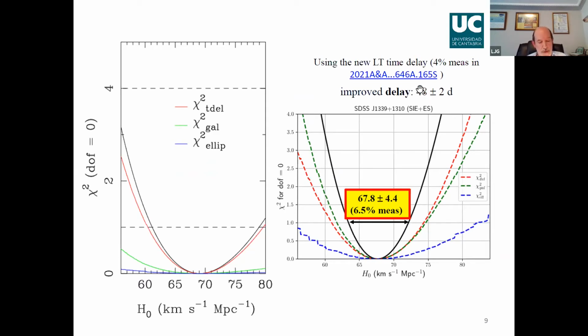In a second approach, we use the new LT time delay, the new Liverpool Telescope time delay, with a 4% error that has been presented in slide number 1. And this leads to an accurate estimate of the Hubble constant, 67.8 plus minus 4.4. Now the chi-square curve is mainly associated with the observational constraints on the time delay and the position of G, the red and green lines.